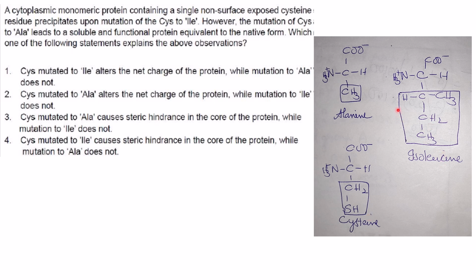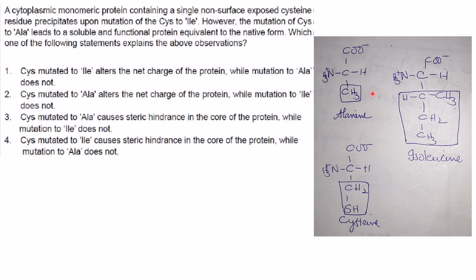So the larger side chain of isoleucine is going to cause steric hindrance because of the bulky nature of the R group, and this can lead to precipitation. While alanine is smaller and will fit better in the space occupied by cysteine. So it will maintain the stability of the protein and the protein will not get precipitated if you mutate cysteine to alanine. So isoleucine will cause steric hindrance and it will result in mutation.